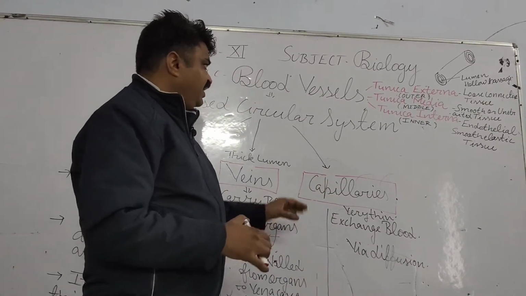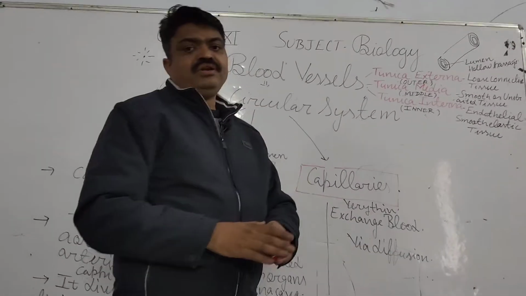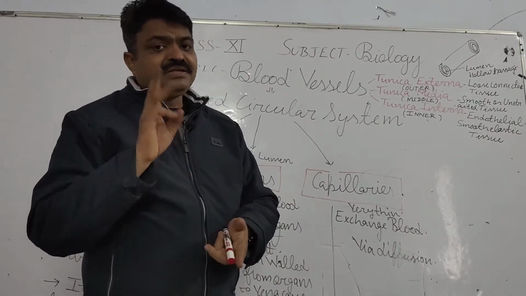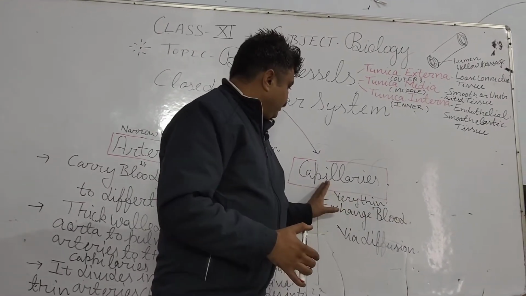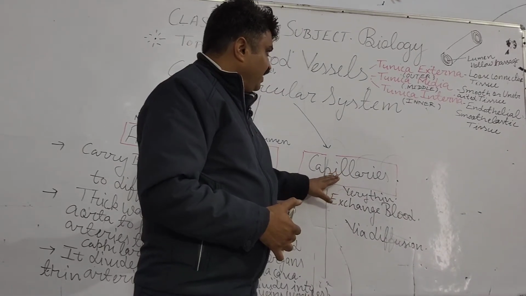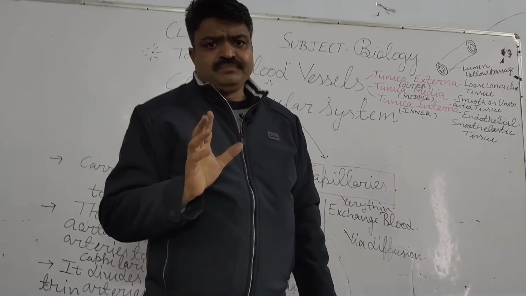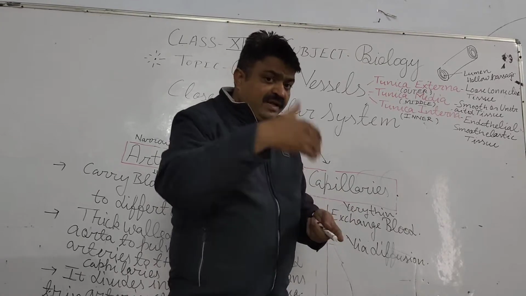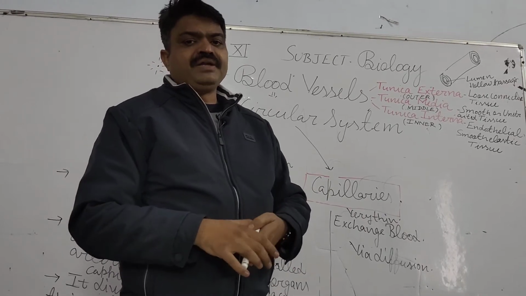Now we come to what the capillaries are made up of. They are made up of tunica interna only, means it is the only blood vessel that does not have three layers. It has only one layer, tunica interna, and it also has a lumen, and that lumen is very narrow, and due to having only the tunica interna, it can easily exchange materials.